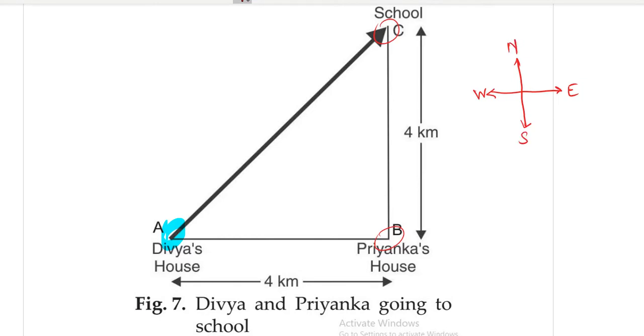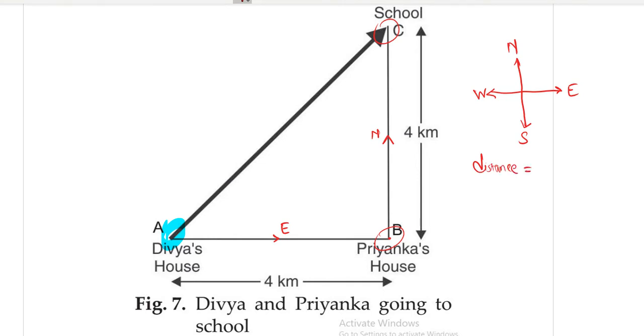So first Divya travels 4 kilometer east towards Priyanka's house and then picks up Priyanka from her house. They both travel 4 kilometer north, right, and reach the school. So in this case, the first thing which we have to find is distance.